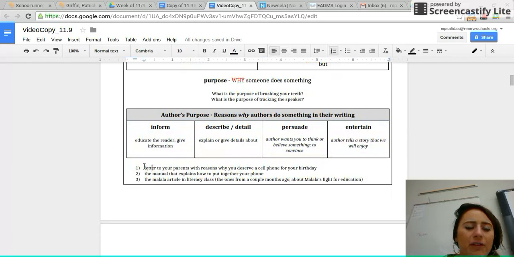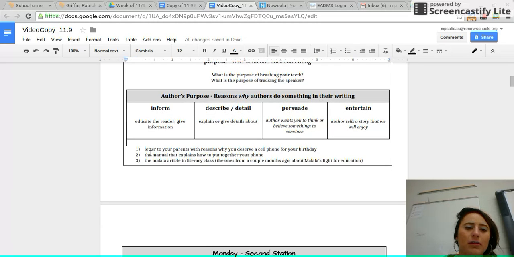So think, if you're writing a letter to your parents with reasons of why you deserve a cell phone for your birthday, what's your purpose there? Yeah, your purpose here is to persuade because you're trying to get them to think you deserve a cell phone. But what about number 2, the manual that explains how to put together your phone. So when you get a new iPhone, you open it up and you're reading this text that tells you sort of how to put the SIM card in and stuff like that. Which of these four purposes is that? Yeah, informing, because that's actually teaching you how to do something and giving you information.